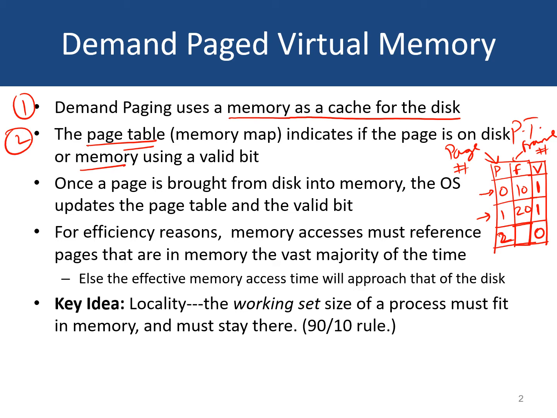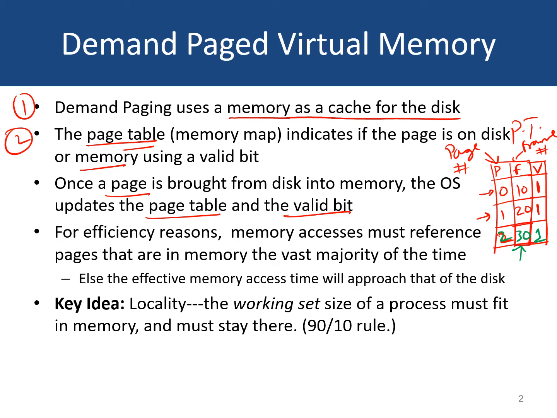Whenever a certain page is brought in from the hard disk to the main memory, the operating system will update the page table and also the corresponding valid bit. For instance, let's say we bring in page number 2 from the hard disk, and let's assume that it is stored in frame number 30 in the main memory. At that time, the operating system will update this frame number, and also it will change this valid bit from 0 to 1.